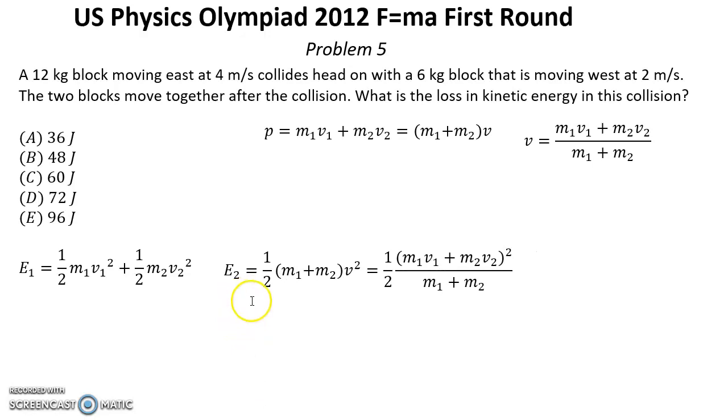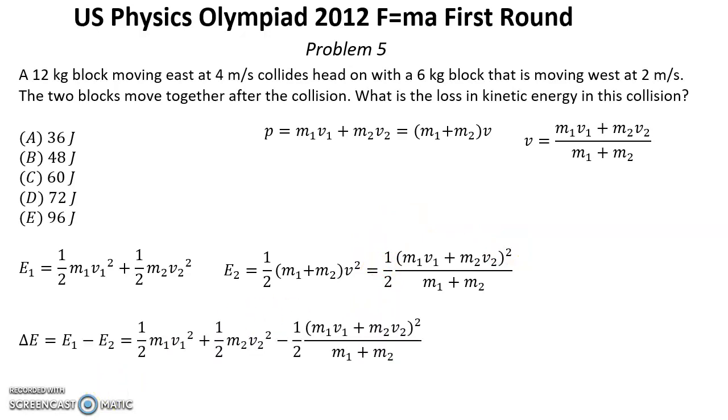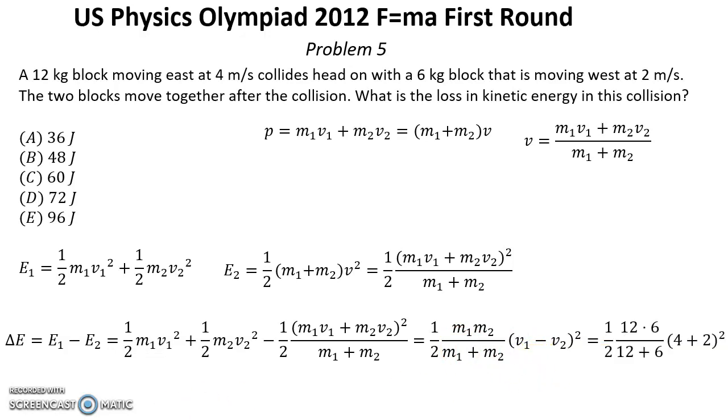Final energy E2 will be this one. Now we can count what the energy loss is. This is the expression for energy change. Let's count it. Energy lost will be this expression. And now let's put in the numbers. Here we need to emphasize that v2 is negative. This is why we put a plus here. And the answer is 72 joules, which is answer D.